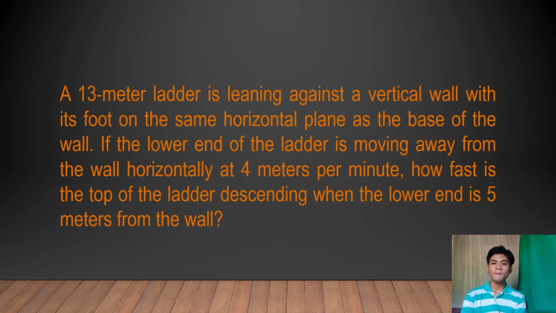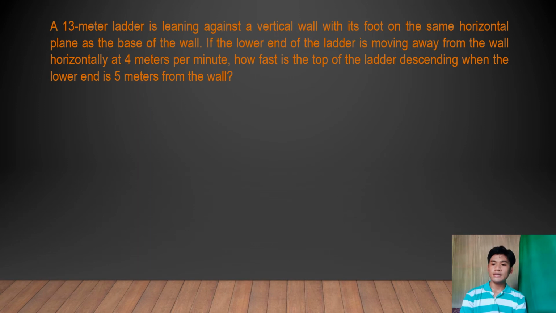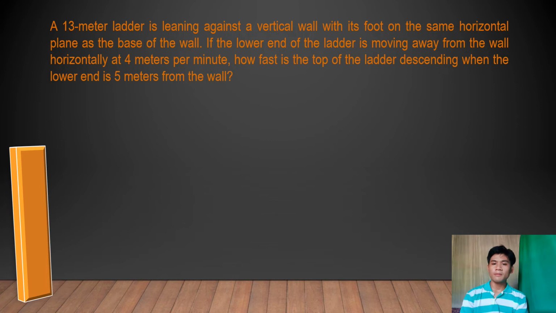So another example: a 13-meter ladder is leaning against a vertical wall with its foot on the same horizontal plane as the base of the wall. If the lower end of the ladder is moving away from the wall horizontally at 4 meters per minute, how fast is the top of the ladder descending when the lower end is 5 meters from the wall? So this is the given. And again, just illustrate the given problem to have a better understanding, or to be effective in solving the related rates problem.